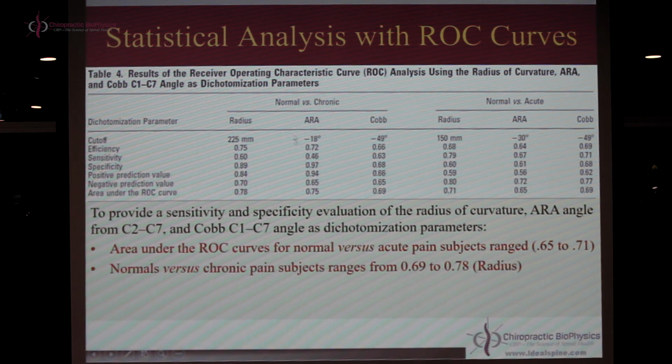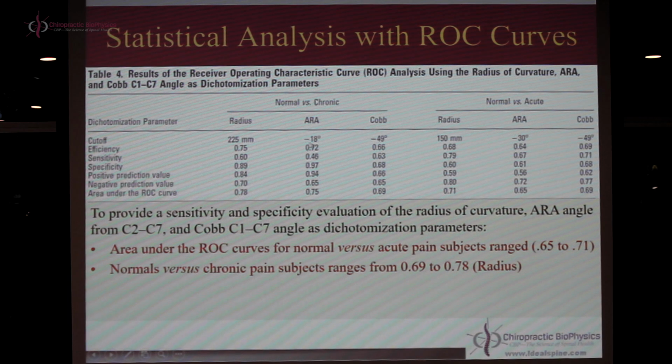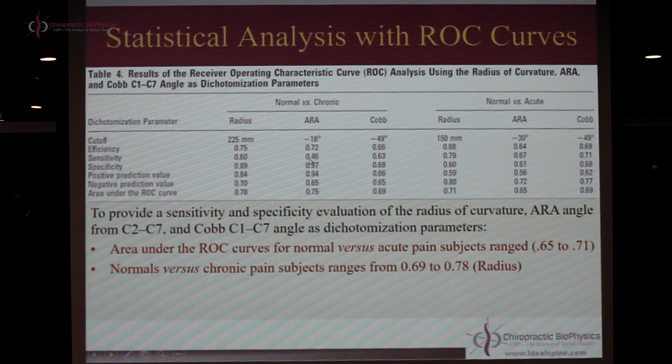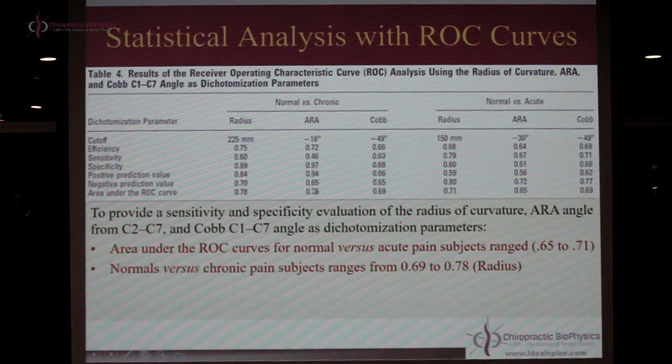Well, what we found out is 18 degrees is actually the most statistically sensitive and specific cut point between my groups. It has an efficiency of 0.72, sensitivity of 0.46, specificity 0.97, positive predictive value 0.94, negative predictive value 0.65. This one's really good, 0.94. The specificity and predictive value for the positive findings, right? This is do these subjects truly have chronic pain? Are these subjects truly normal, right?